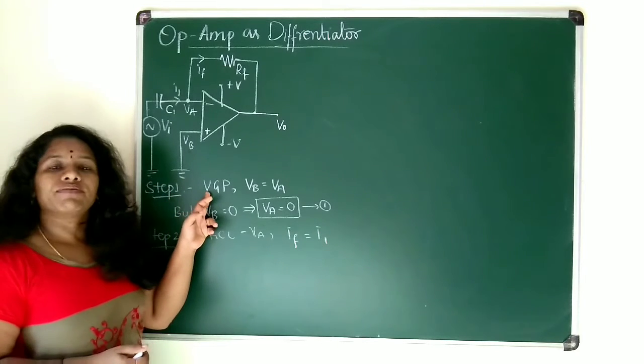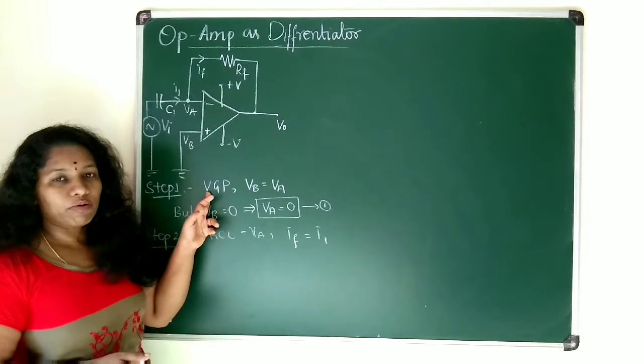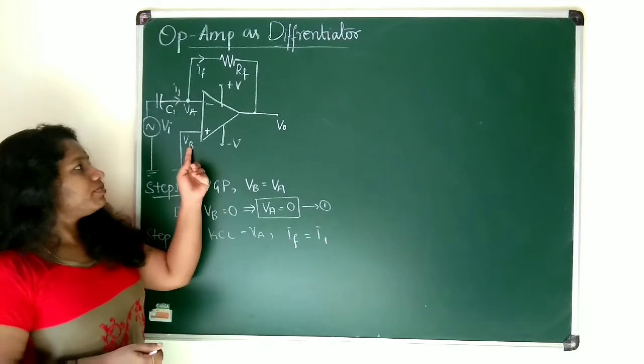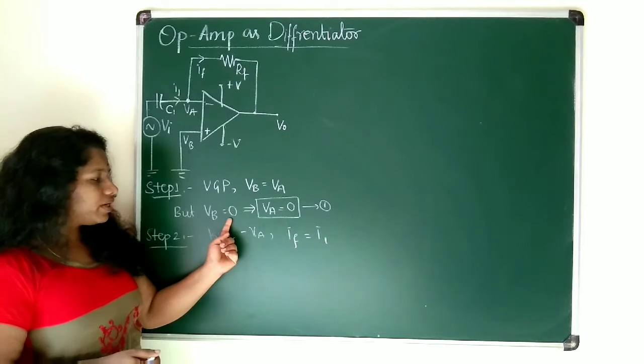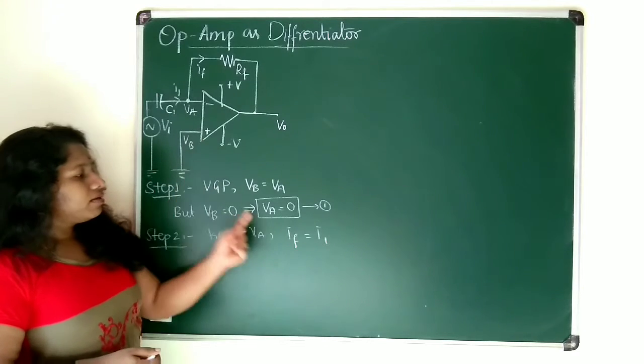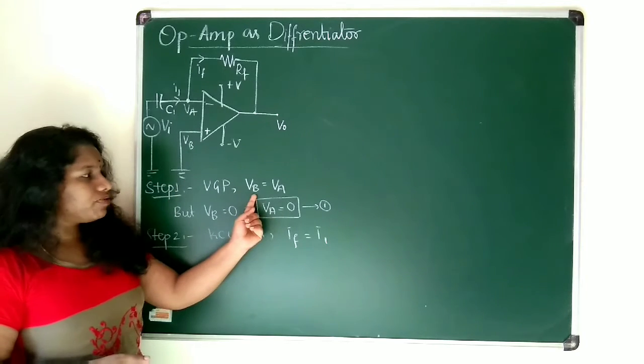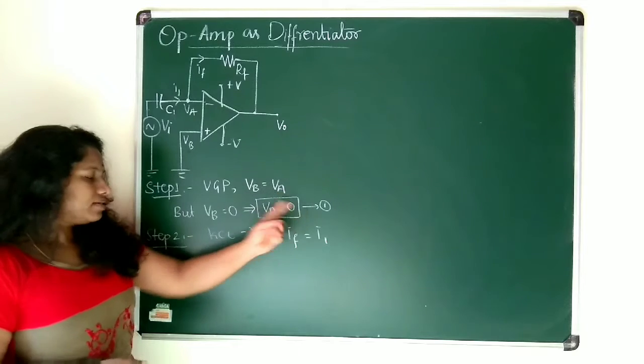Step 1, where we will be taking the virtual ground property of an op-amp. By that I can write VB is equal to VA. What is VB? You know that it is connected to ground, so it will be equal to 0. What is VA? VA will also be equal to 0 since VB is equal to 0. Okay, take this as the first equation.